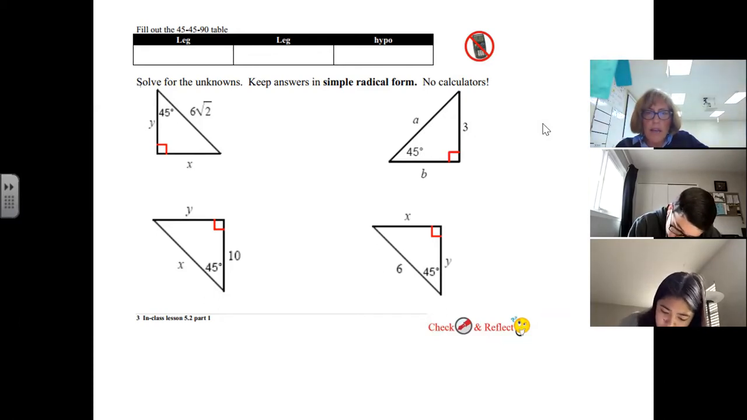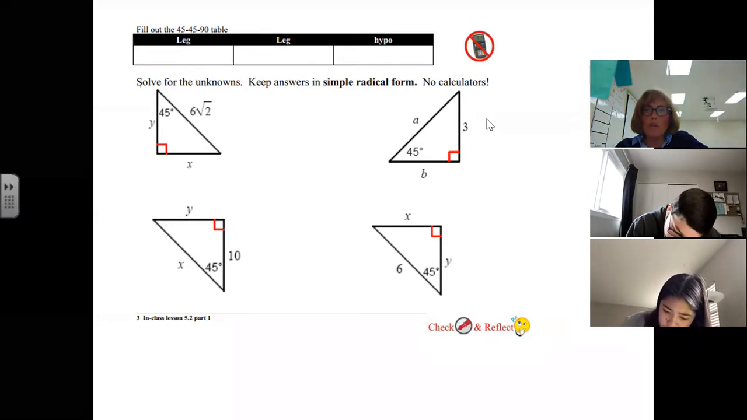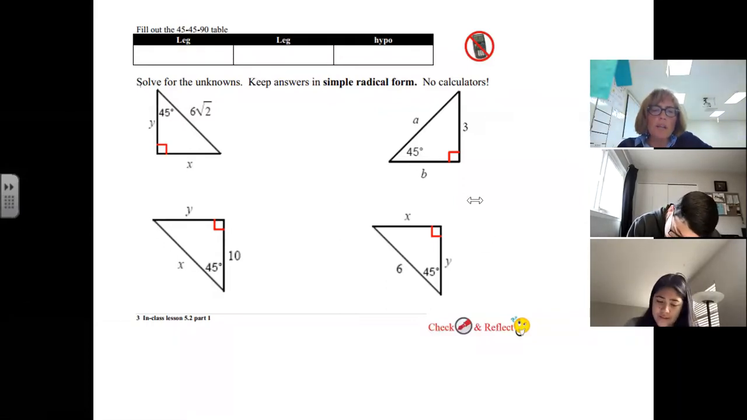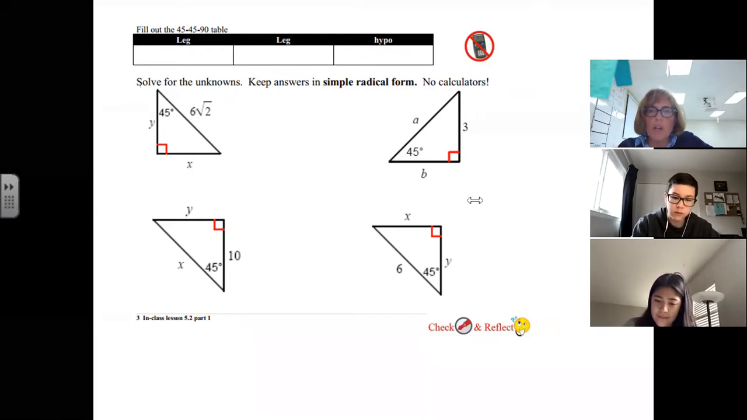Miss Wei, do we have the in-class lesson today in the packet that you gave us? Yes, you do. It's called 5.2 part 1. Okay, thank you. Okay, students, several of you got a link. Click on it, please, and join me. We're going to do all of page 3 together. Go.